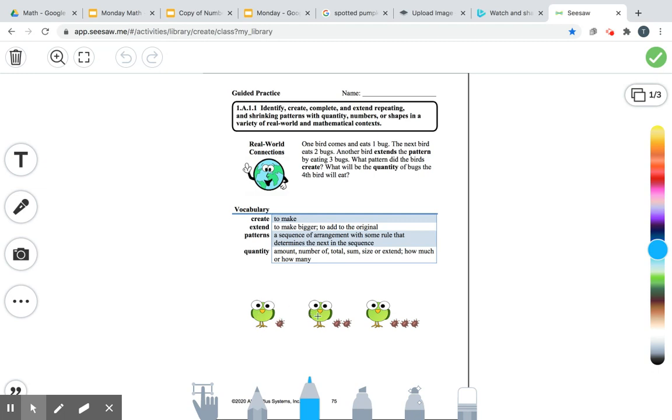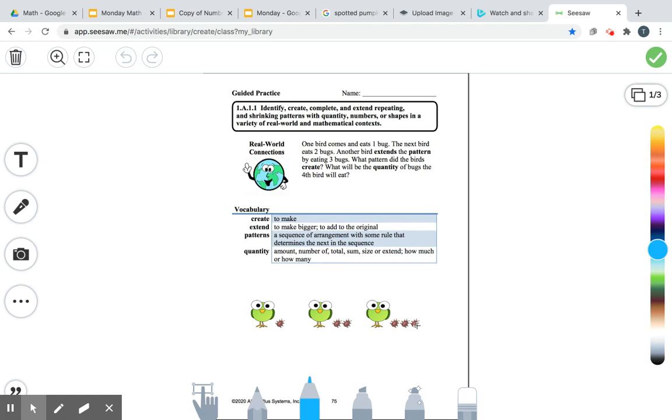This one is an A-B-B pattern. It would go bird, bug, bug. Bird, bug, bug, bird, bug, bug. Now, don't go around saying that all day long or you're going to be driving everybody crazy. All right, so this little birdie, it goes bird, bug, bug, bug, bird, bug, bug, bug. All right, that's the first way you can look at it.